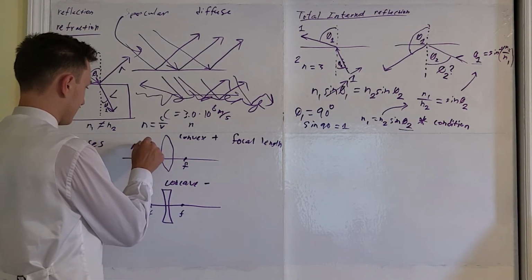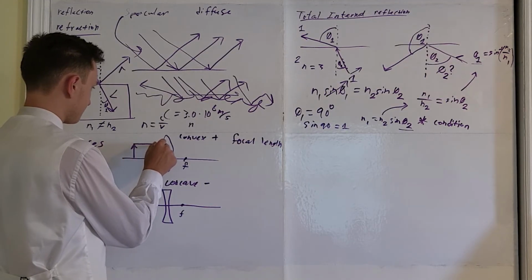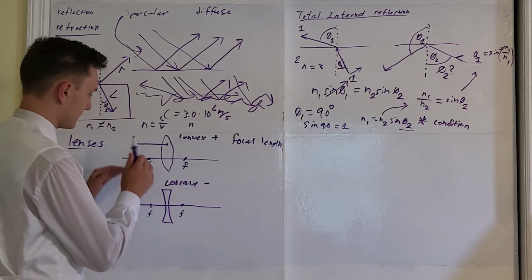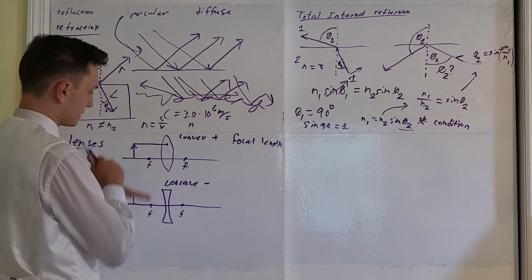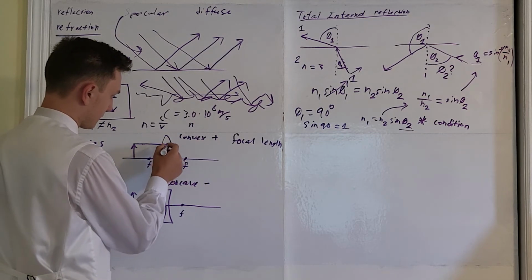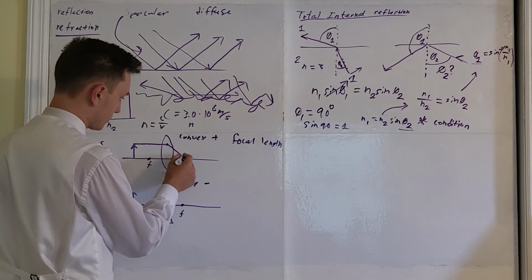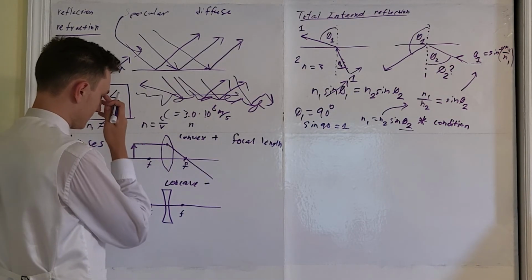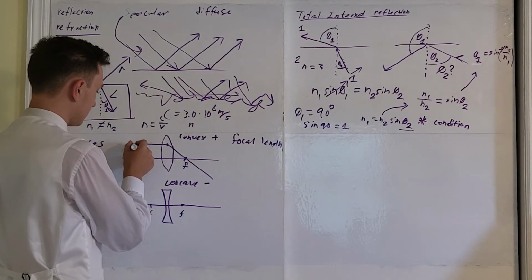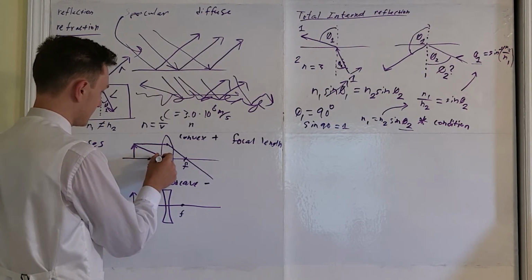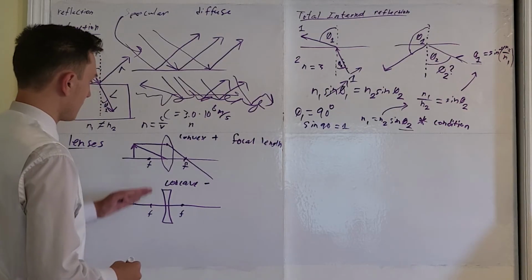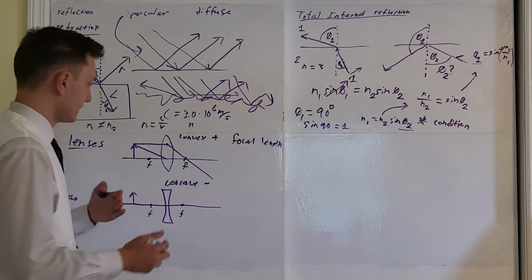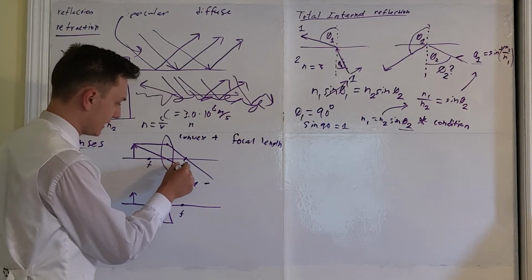A ray comes in like this, goes to the center of the lens, and again, remember our three rules. Horizontal rays that are parallel to the horizontal diverge through the focus. A ray that goes through the exact center of the lens, since this isn't a mirror, the ray is not reflected. It continues on completely unchanged.